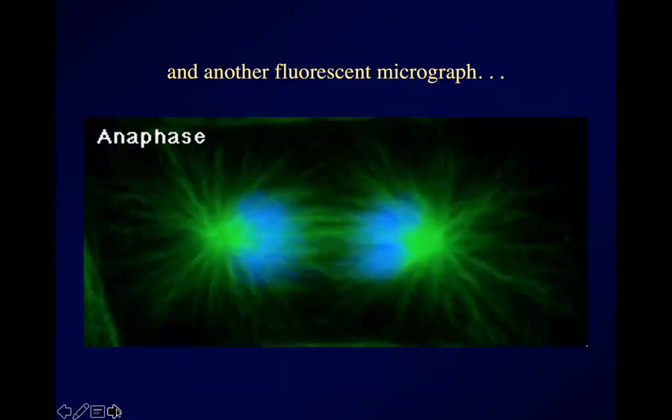Here's what it looks like under a fluorescent microscope. There you can see the blue stuff. That's 2 masses of chromatids being pulled to opposite ends of the cell by the spindle fibers.